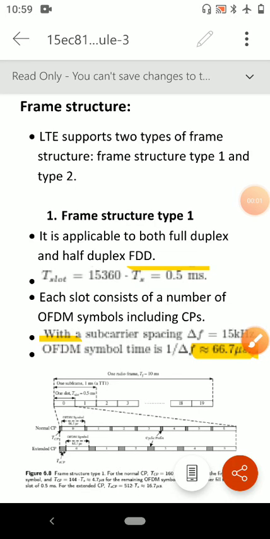Hello students, in this video I am going to discuss the frame structure of LTE.